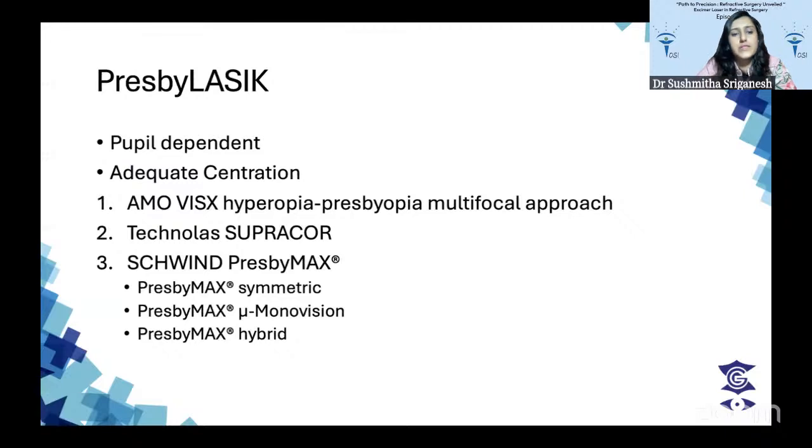In this central presby LASIK, it's basically pupil dependent, which is more physiological, as during the near reflex there is miosis of the pupil. So it makes more sense that the central cornea is ablated for near. Also, it requires adequate centration while performing the central presby LASIK. There are three types of machines that are available. We have the AMO VISX, Supracor, and Presbymax by Schwind.